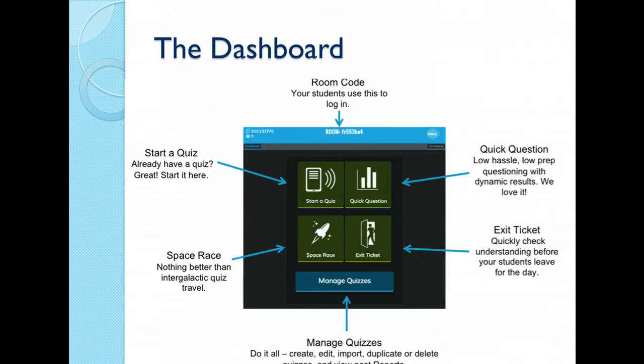This is what the dashboard looks like in Socrative. You can see that there's 5 main places you can go. You can start a quiz, which if you already have a quiz started, you can just go ahead and start. You can ask a quick question to the class, such as getting a poll to see if you need to move on with your topic.